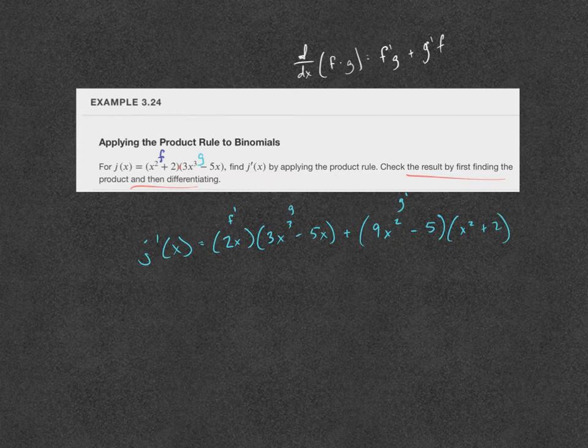What's kind of cool, and you can do this right now if you want to pause the video, is that if you expand out the original problem, expand out that parentheses and that product, simplify, and then take the derivative, you will get the exact same thing. You will get the same answer either way, using the product rule or simplifying first.